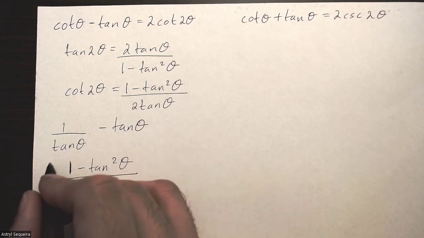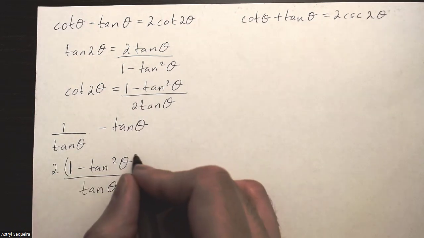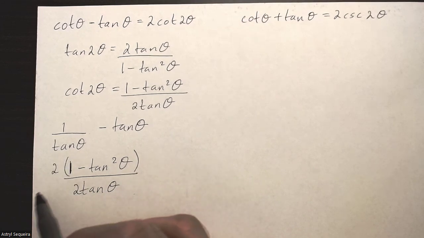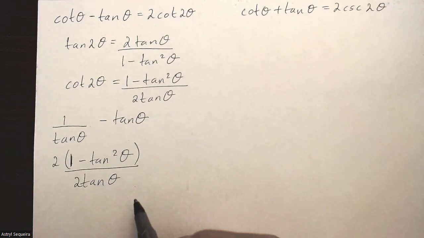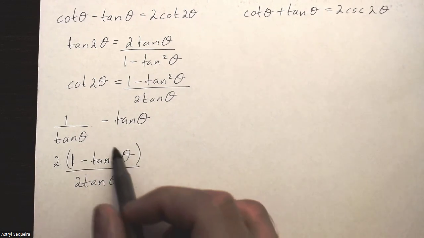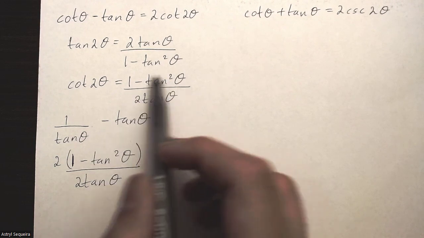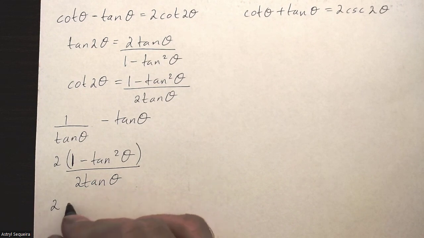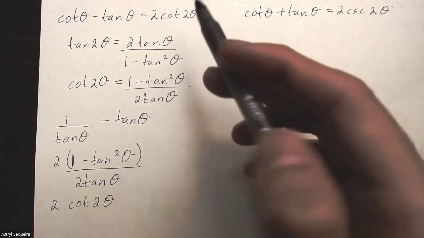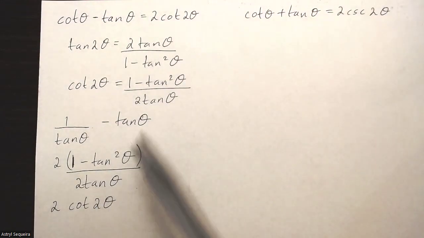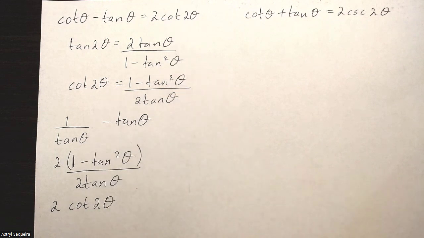So what I'm going to do is multiply a 2 on the top and a 2 on the bottom, because these 2's can cancel and it doesn't change the equation at all. So now I can replace this whole thing over here with this equation of cot 2 theta. So I'm just left with this 2 and then cot 2 theta. And now it matches the right side of the equation, which means I've proved this trig identity.